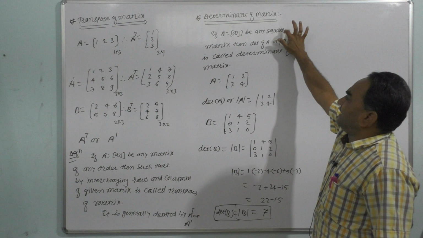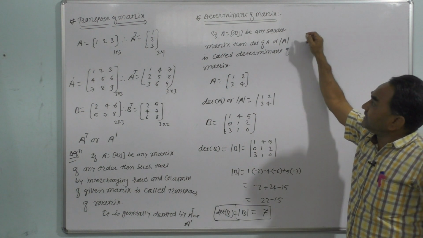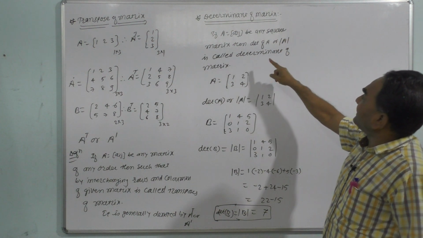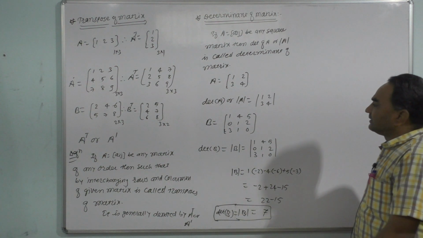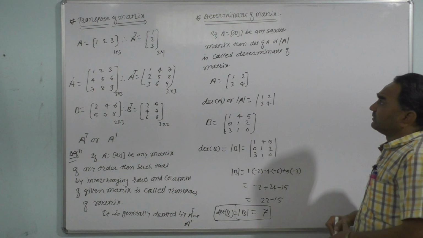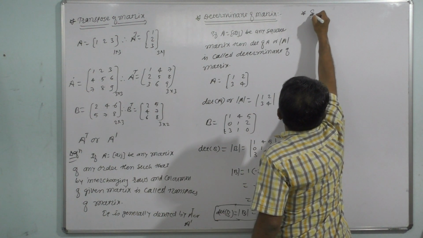A = [aij] must be a square matrix. If A = [aij] is a square matrix, then det of A, or determinant of A, is called the determinant of the matrix. And next, after the determinant of a matrix, comes the singular matrix.